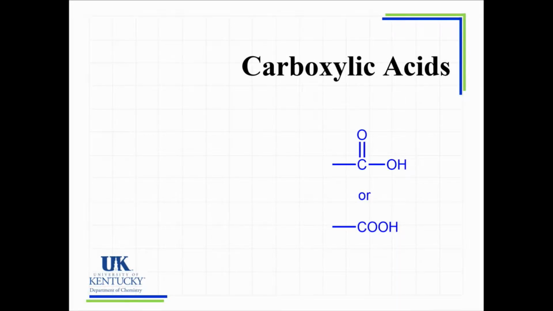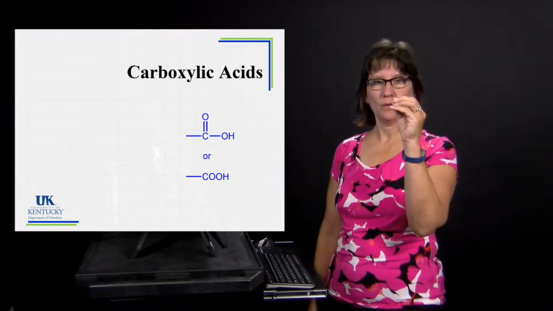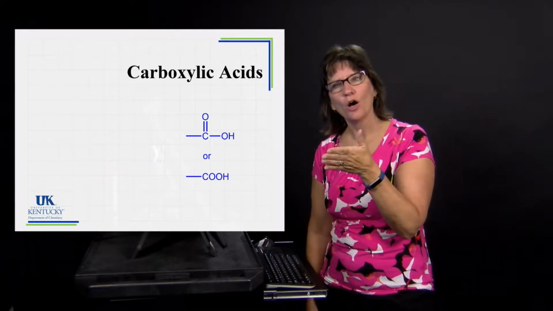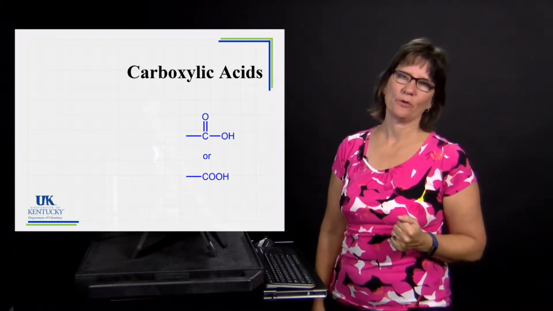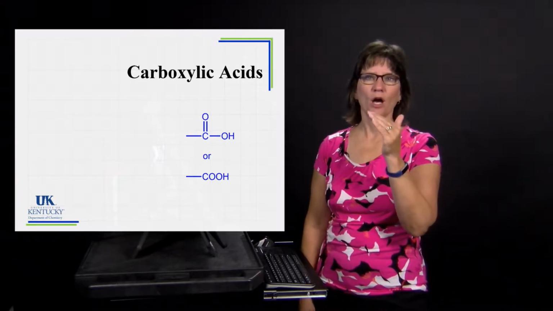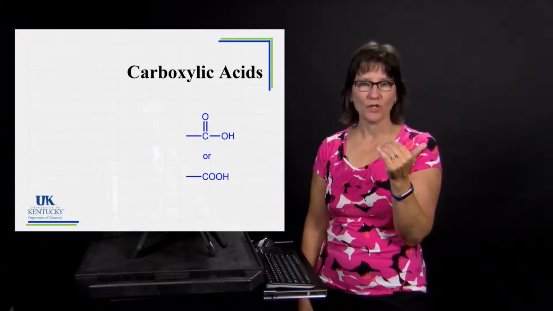We're ready to look at our next functional group, which is the carboxylic acid. The carboxylic acid has got our C double bond O and then also an OH right next to it. Now you see it represented two different ways here on the screen. With the C double bond O and the OH, it's really easy to see that that's a carboxylic acid. We got used to that.